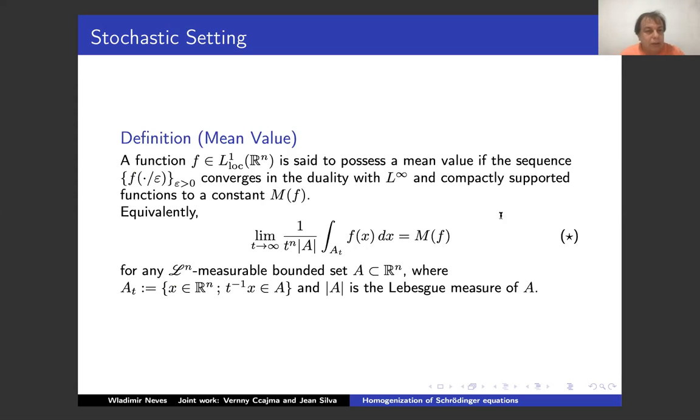Well, related to this stochastic setting is the concept of mean value. It's not just related to stochastic; deterministic periodic functions also have the idea of mean value. So if a function is in L^1_loc of R^n, we are going to say that it possesses a mean value if the sequence f(x/epsilon) converges in the duality of L^infinity, for each compactly supported function, to some constant, which we call M_f. Equivalently, you have this limit in this sense. This is a standard in the concept of homogenization, the idea of mean value.